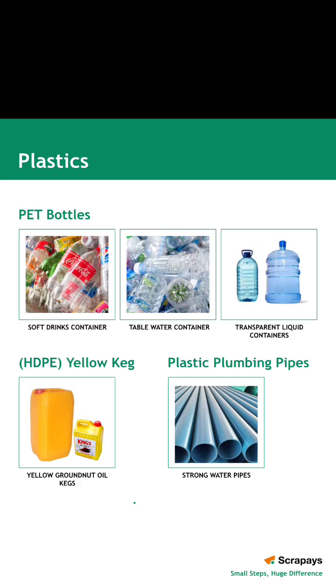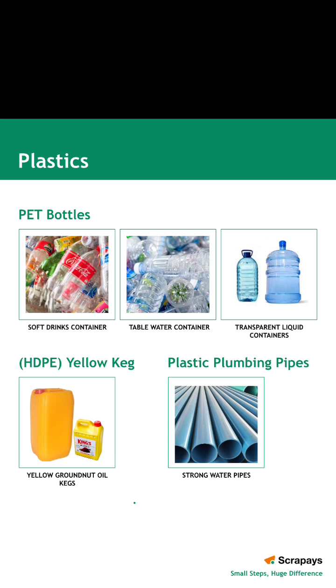Under PET bottles, you have your soft drink containers, you have your table water containers, you have your transparent liquid containers, the ones for dispenser water. Those are categorized under PET bottles. And then you have HDPE yellow keg. So when a customer brings any yellow keg to you, categorize it under yellow keg. Select yellow keg on the drop-down list you see at the drop-off section.